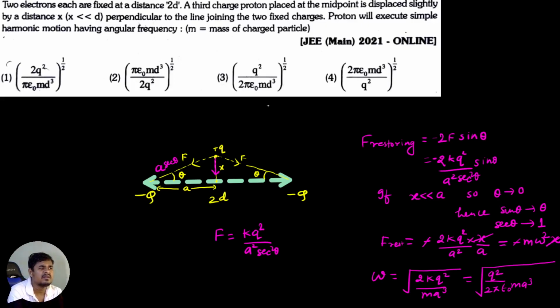Here they have taken d instead of a, so no problem. Correct option is option third.